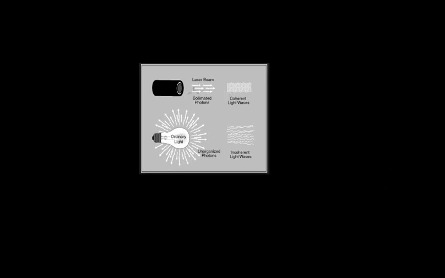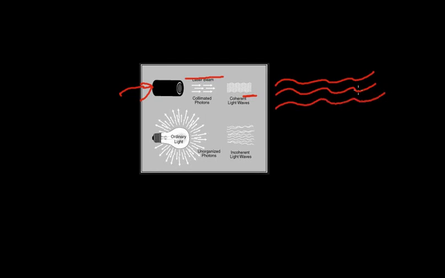Now here we can see the difference. This is a laser device and these are the laser beams. They are well collimated. They are traveling in the same direction, coherent also, maintaining the same phase difference and same wavelength. So this is how they are showing.